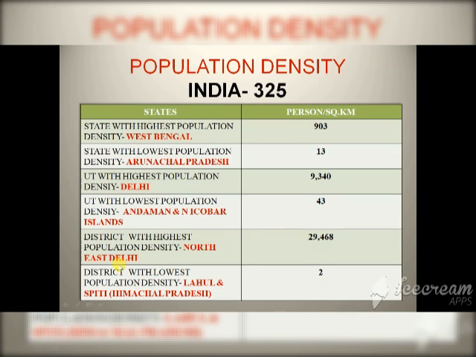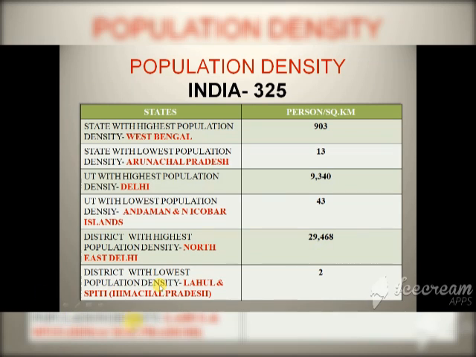So you can see such a huge population it has. Then the UT with the lowest population density is Andaman and Nicobar Islands, and it has only 43 persons per square kilometer. Then the district with the highest population density is Northeast Delhi. Remember, district. So you can see such a huge number it has: 29,468 persons per square kilometer.